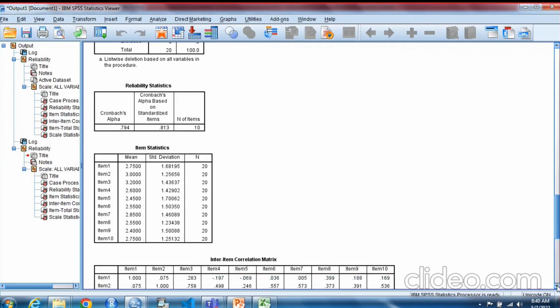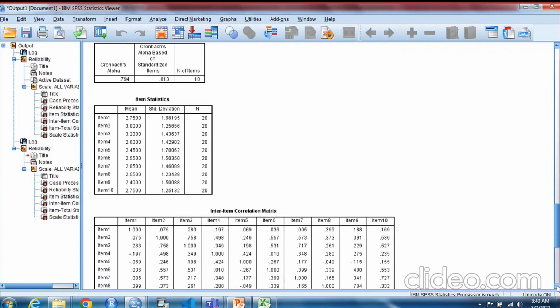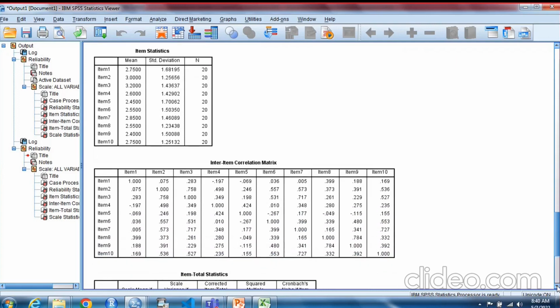0.794, 79.4 should be more than 0.7. So it is a reliable set of questions. Now I will further try to fine tune it and see whether I can do any fine tuning. There is something called inter item correlation matrix. This is like your heat maps, where the diagonal is always 1. Like item 1 correlated with item 1 is 1, item 2 is 1, like that.